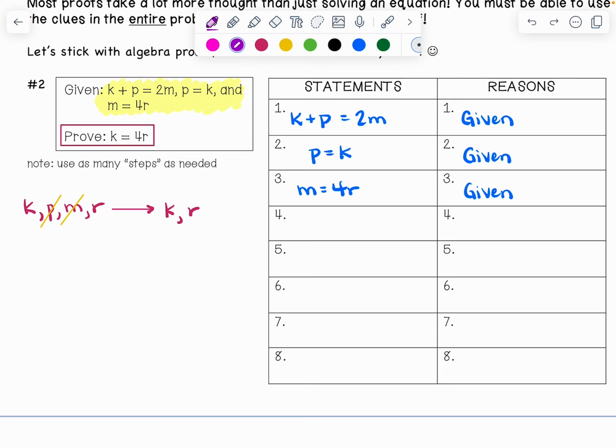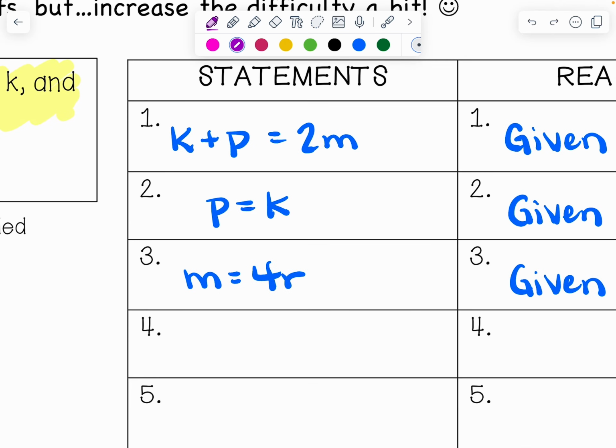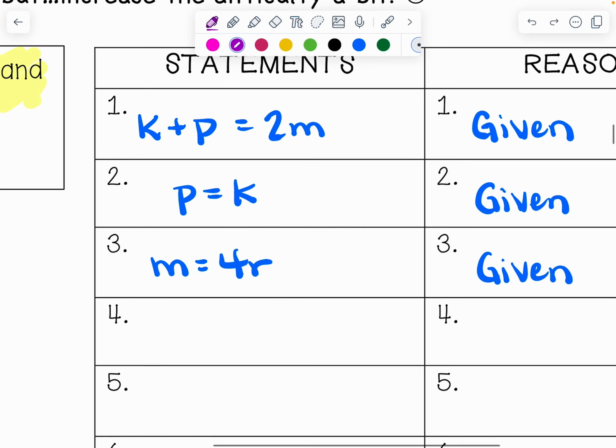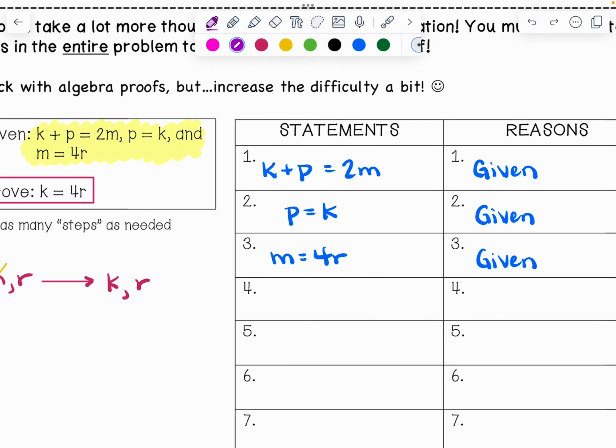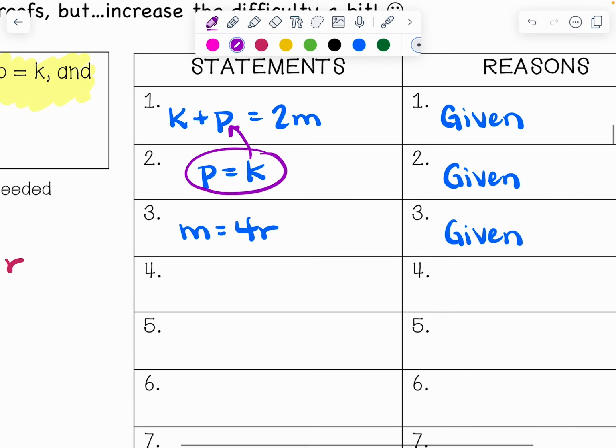Okay, so let's take a little peek at what's going on over here. I've got to get rid of my P's and M's. Again, there are so many ways you can do this proof. How I see it may not be how you see it, and that's totally okay. So let's see. The first thing I notice is that I need to get rid of my P's. I notice right away that P equals K is one of my clues. If P equals K, that means wherever I see a P, I can substitute in a K. And there's a P right there.